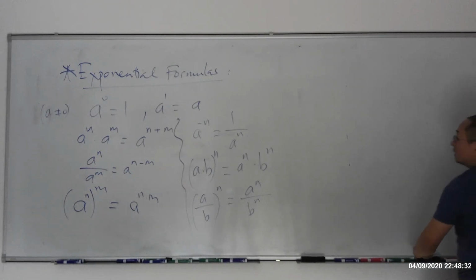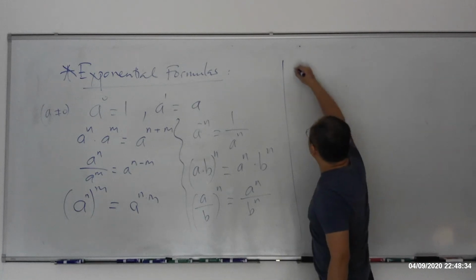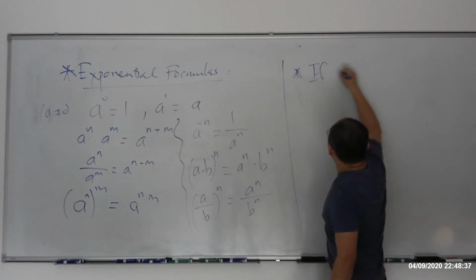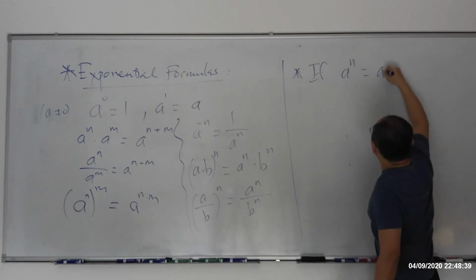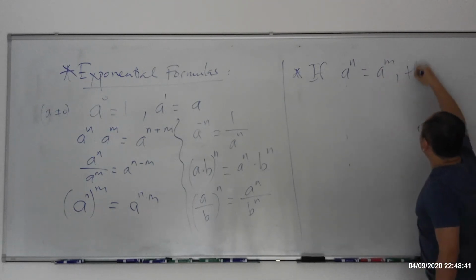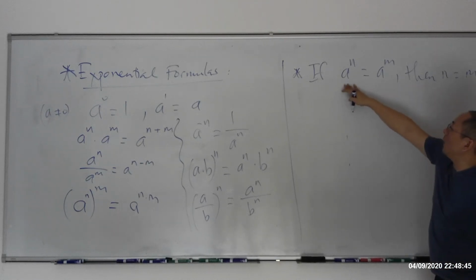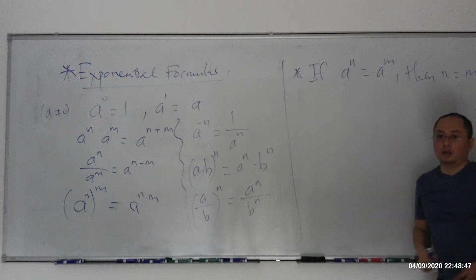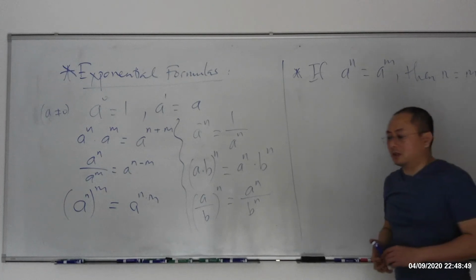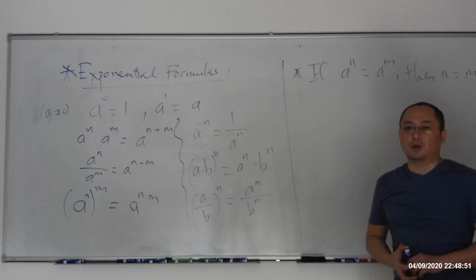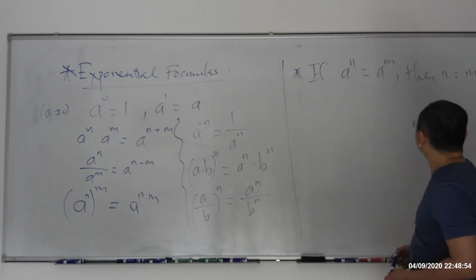How about this? I'll make another asterisk then. If you have a to the n equal to a to the m, then you can say that n is equal to m. You have an exponential equation. Base on the left equal to base on the right, then the exponent on the left will be equal to the exponent on the right. Okay?